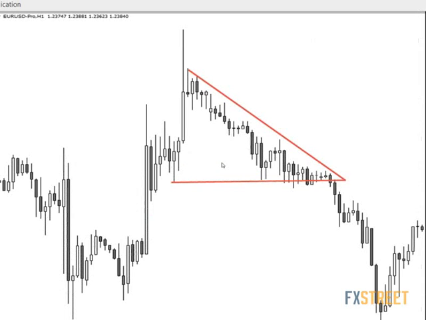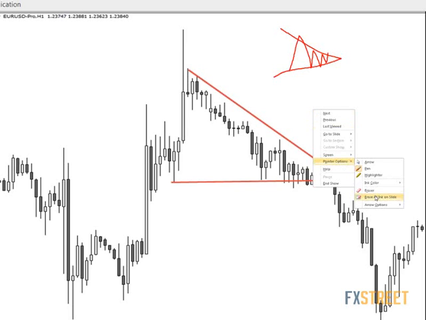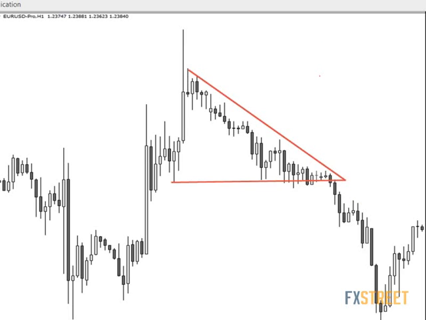Now let's talk about the triangle, and this is not an ordinary triangle, because I won't be talking about the ordinary triangle. An ordinary triangle looks like this, and that's basically a consolidation, right? Now all triangles are a form of consolidation, okay? But we need to distinguish between two types of flat triangles.